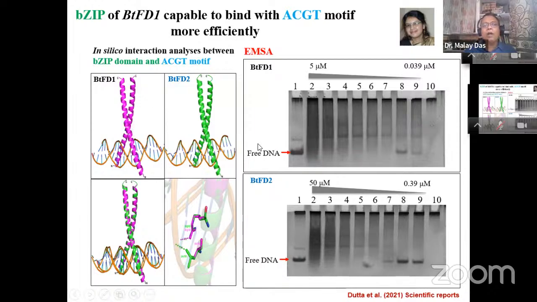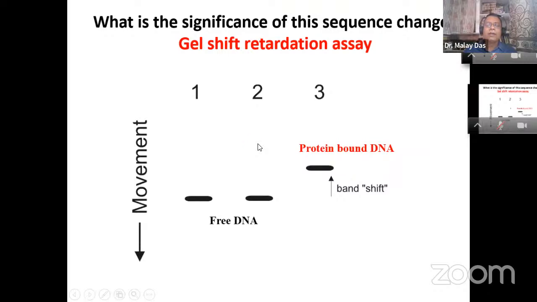But this is, after all, a bioinformatic prediction, right? So you need to do some kind of wet lab experiment to prove that whatever you are getting from the bioinformatic assay can be validated. So in order to prove this hypothesis true or wrong, we went for a typical gel shift retardation assay. This assay is simple. Here you use free DNA and also the protein, that is here the BZIP region, and as free DNA we use the ACGT region.